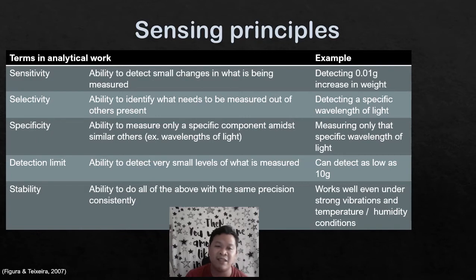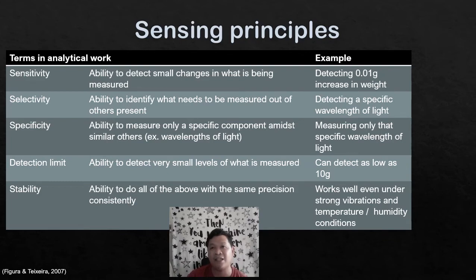Ang specificity naman is, kaya mo siyang sukatin, pero kaya mo bang sukatin nang hindi nag-i-interfere yung ibang bagay, like measuring only that wavelength of light and not other things, walang interference. Detection limit is ano yung pinakamababa or lowest level na kaya mong sukatin.